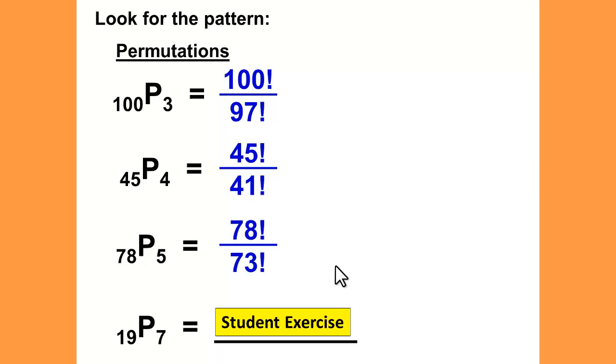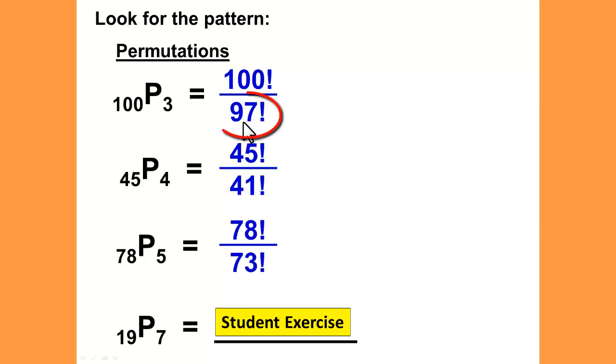Notice that the top of our fractions seems to be the first number. In the first one we have 100 and 100 factorial is on top. The second one has 45 and 45 factorial is on top. The third one has 78 and 78 factorial is on top. So what would be on the top of the last one? It would be 19 factorial. Now, what would the bottom of our fraction be on that last problem?